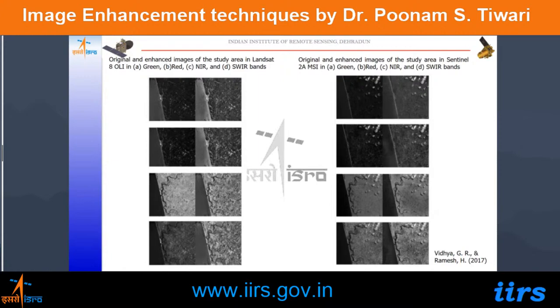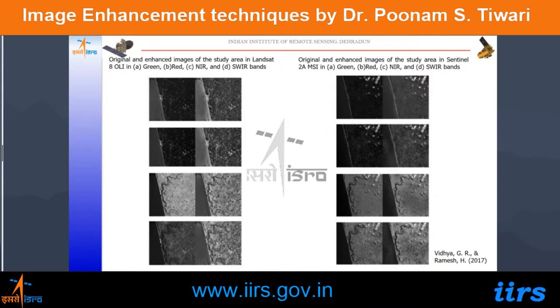Another technique is histogram matching. In histogram matching, we are trying to manipulate the pixel values of one image into the same pixel distribution as another image.